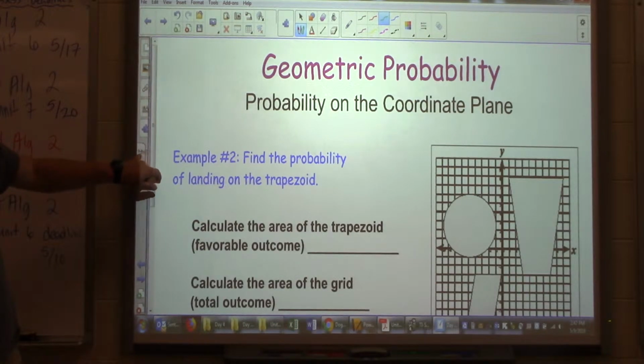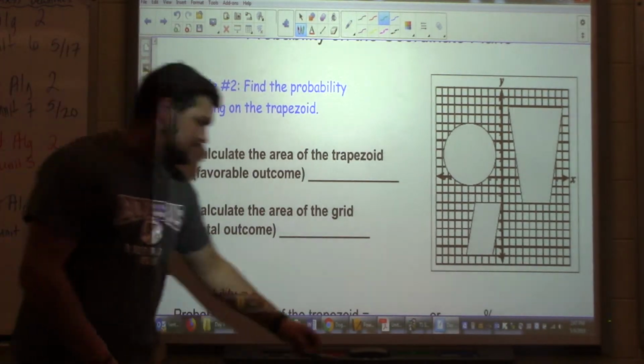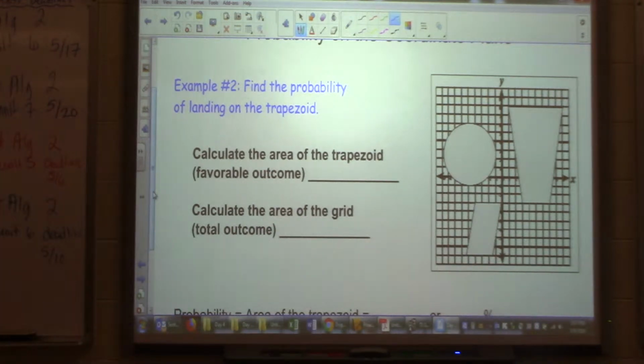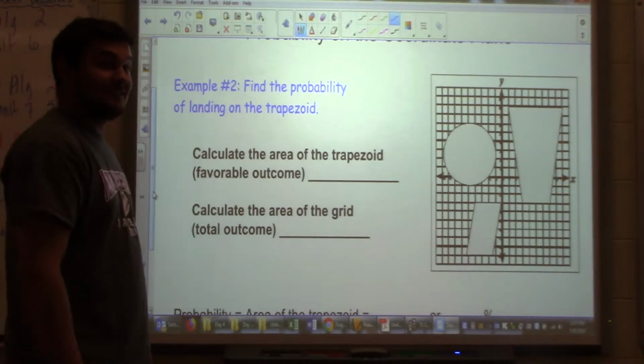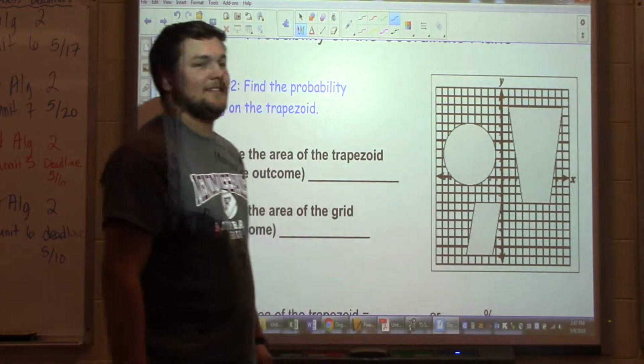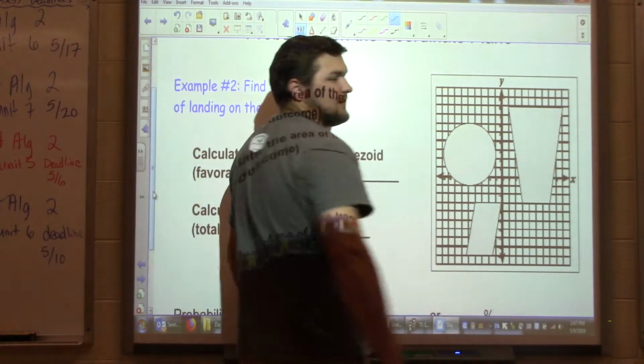Alright, same question except now instead of the parallelogram I want to find the probability of hitting a trapezoid. Gabby, which one's a trapezoid? That one, next to the circle. I'm really glad you didn't pick the circle. It looks like an ice cream, a cup, a trash can, a flower vase. So the trapezoid's right over here. Yeah, that one. So same thing, that's my favorable outcome.